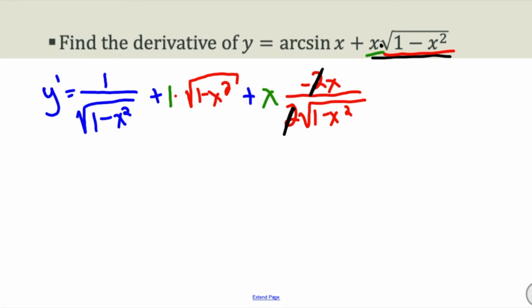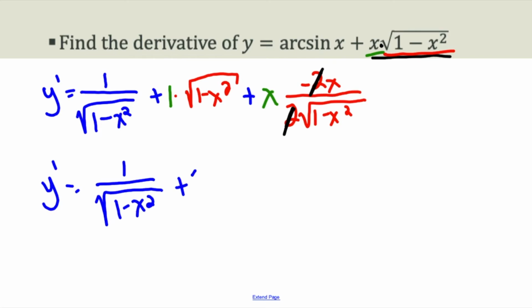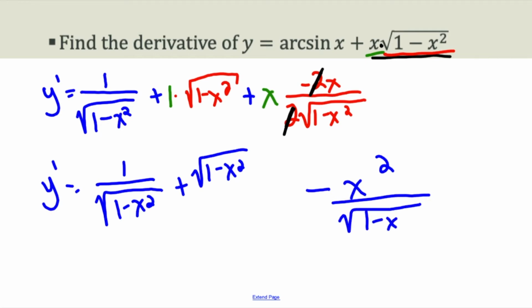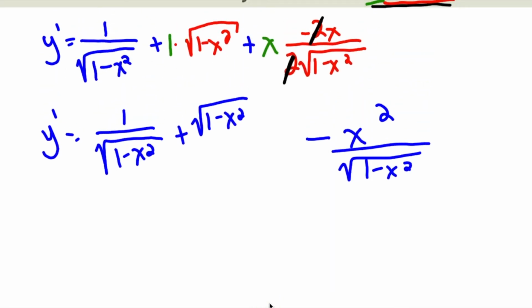Like I said, from here on out, this is all just algebra practice, reviewing, simplifying fractions. So y prime, I got 1 over square root of 1 minus x squared, and then I got a plus square root of 1 minus x squared. I'm going to leave a little space there for when I do my common denominator. Minus, so minus, I have x times x is x squared, over, and my denominator, again, square root of 1 minus x squared. Okay? So, again, I left a little gap here because I have to get this common denominator.